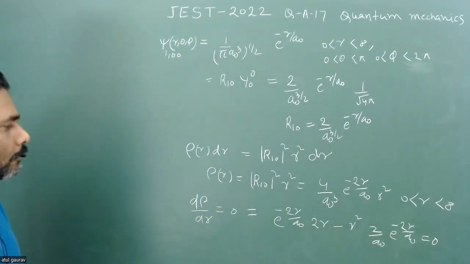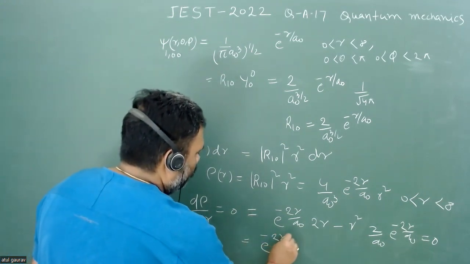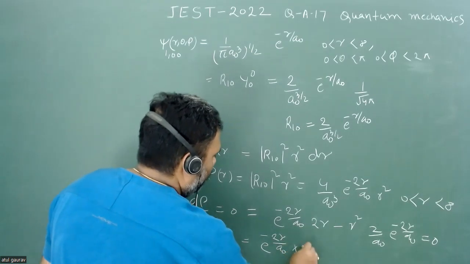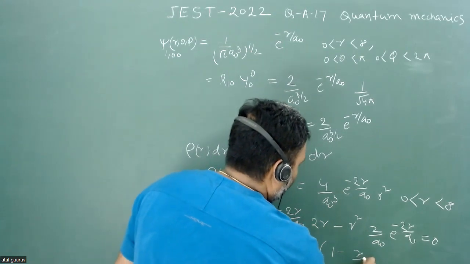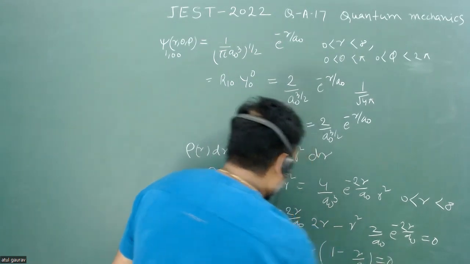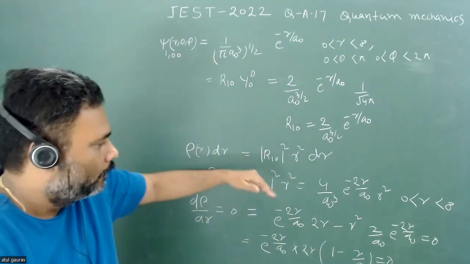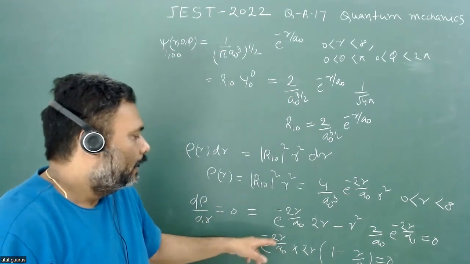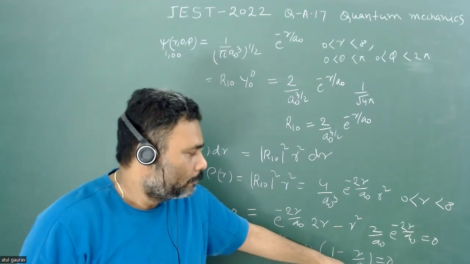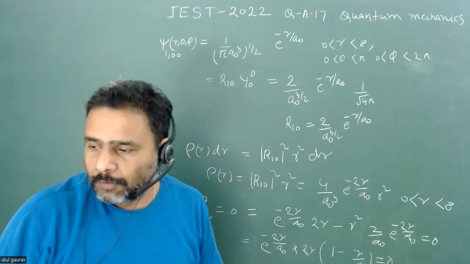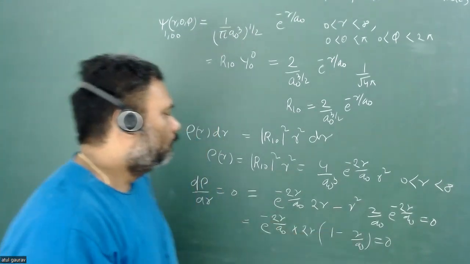When we calculate this, we easily find e to the power minus 2r upon a0 into 2r, which we can take common. So we have 1 minus r upon a0 is equal to 0. Hence, at r equal to 0, the radial probability is 0, and at r equal to infinity, it is again 0. So the finite local maximum is found at r equal to a0. We can easily check that r equal to a0 is the local maximum.